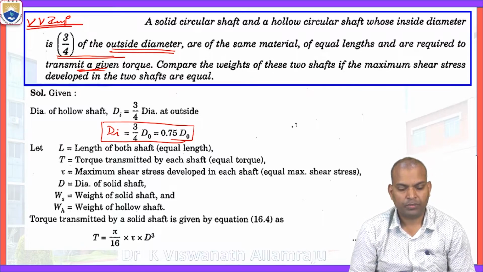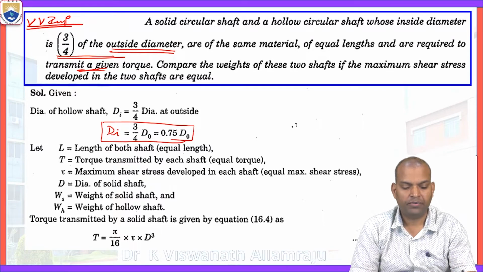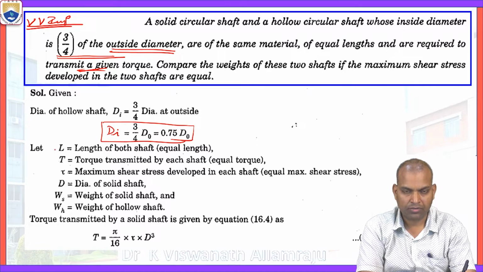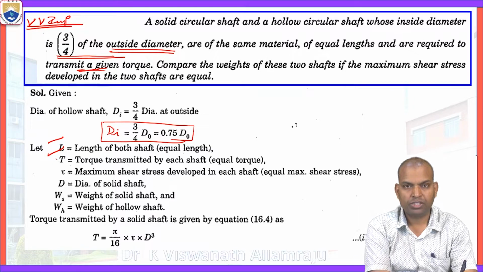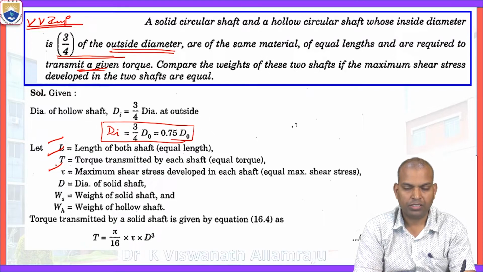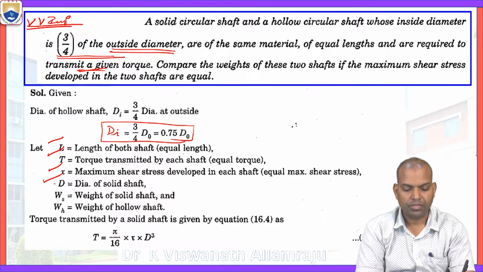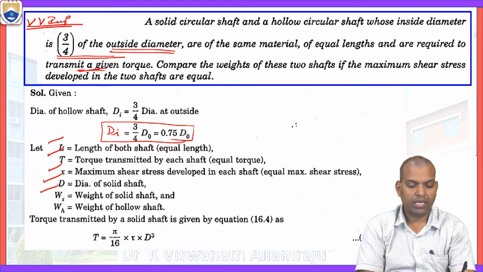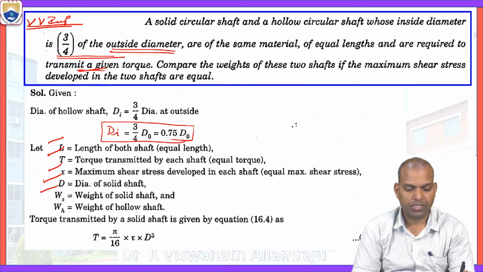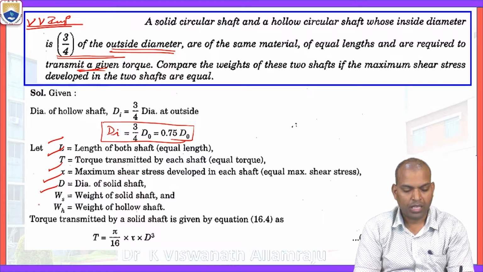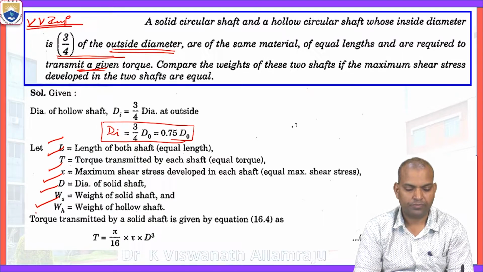Let us assume some parameters. Capital L is the length of both shafts, which are equal. T is the torque transmitted by each shaft, which is equal. Tau is the maximum shear stress developed in each shaft at the outer surface, and the maximum shear stresses are equal. Capital D is the diameter of the solid shaft; there are no suffixes Di and D naught, that's why D means the diameter of the solid shaft. Ws is the weight of the solid shaft.